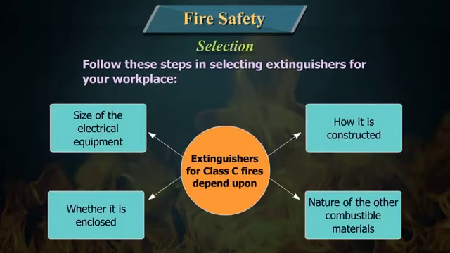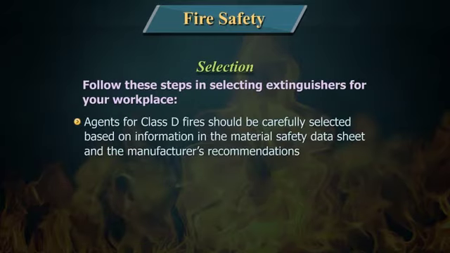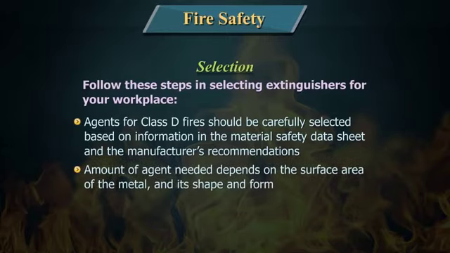Extinguishers for Class C fires depend upon such factors as the size of the electrical equipment, how it is constructed, whether it is enclosed, and the nature of the other combustible materials in the area. Agents for Class D fires should be carefully selected based on information in the material safety data sheet and the manufacturer's recommendations. The amount of agent needed depends on the surface area of the metal and its shape and form.